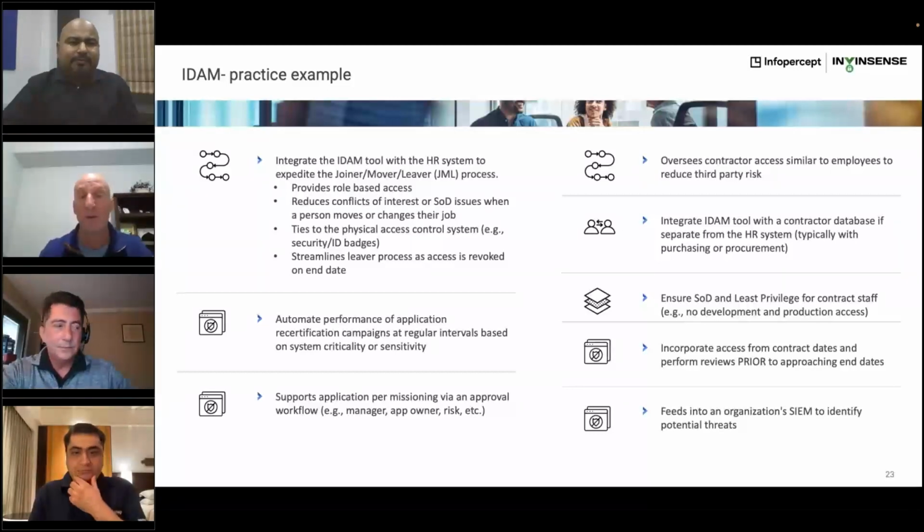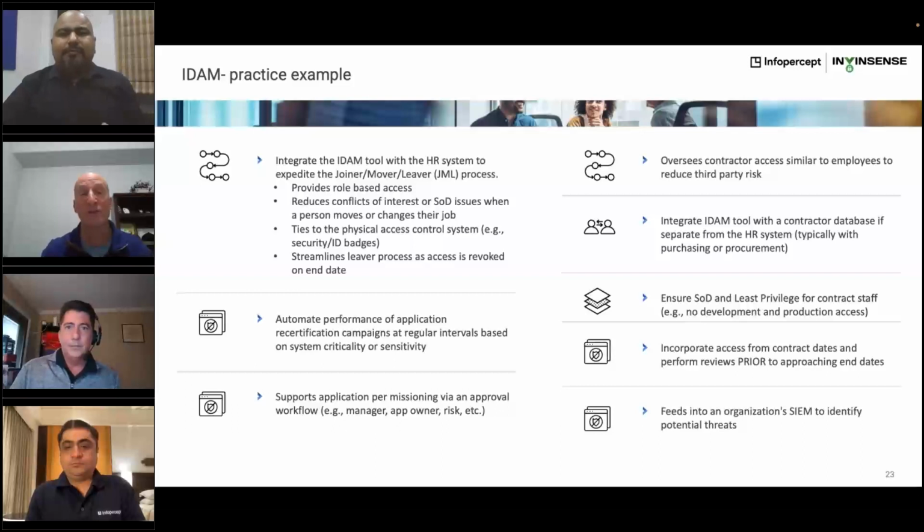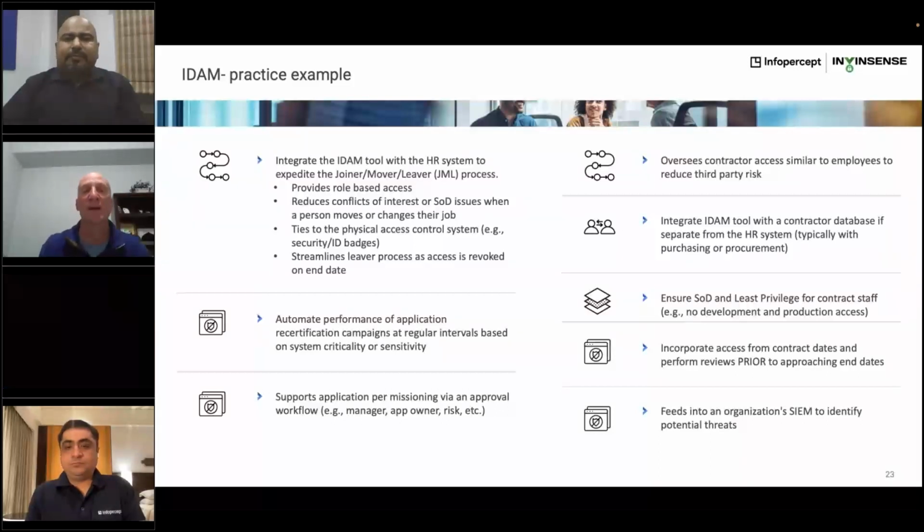We also talk about automating application recertifications. Through an IDAM tool, you can periodically review who has access to what system. You can review it on a per person basis. So let's look at Paul's access and see if he has access to systems he shouldn't, or you can do it on an application basis. So assuming you look at the Workday application, let's see who has access to our HR system.